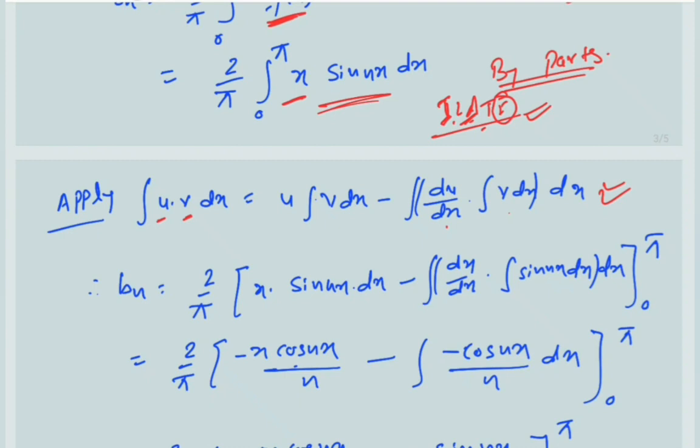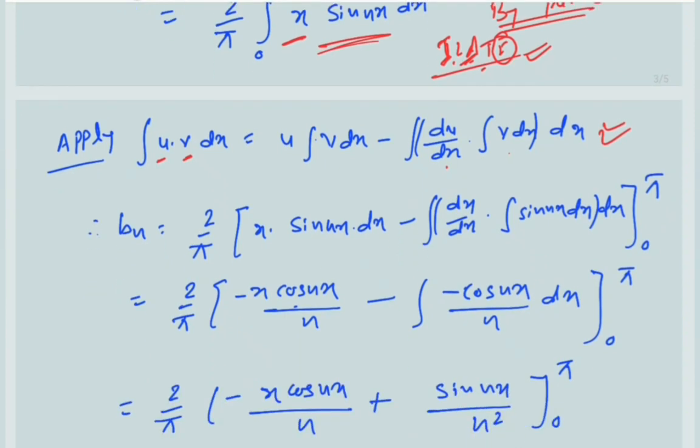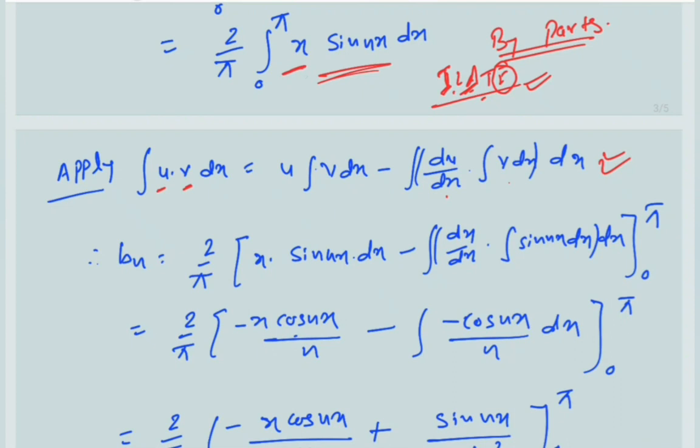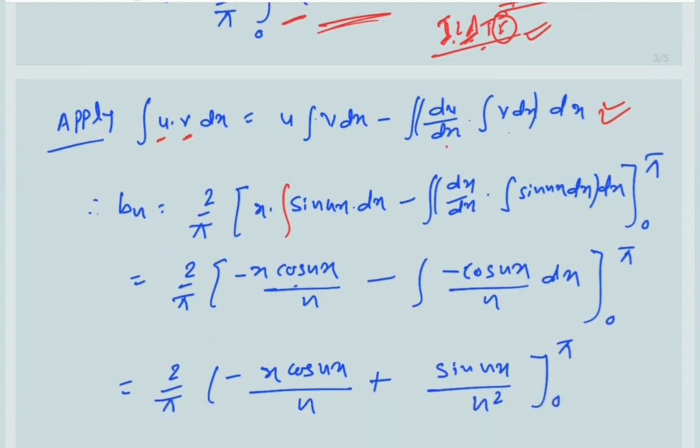So bn is equal to 2 by pi. Here u is x and v is sin nx. So put x as it is because u is as it is. Then the integration of sin nx, minus the differentiation of u, that is x, and the integration of v, that is sin nx, and the whole integration of this, meaning u into v.